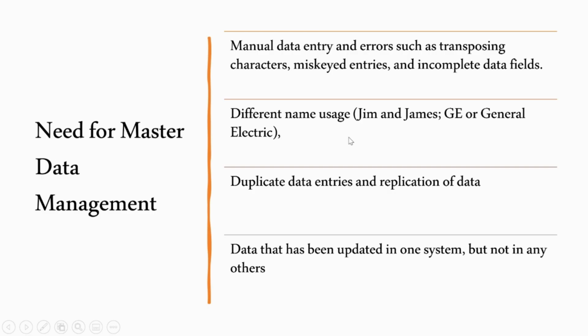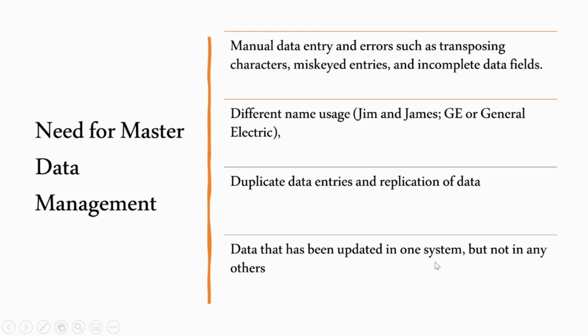And different name usage, for example, for General Electric somebody is using GE, somebody is using General Electric. Similarly, for the country name India, somebody will use IND, somebody will use India, right? So there are multiple forms of the same detail, which will create confusion, duplication, etc. Then duplicate data entry: the same person's data is there in 4 to 5 records, which will end up using more space, which means more cost for storage.